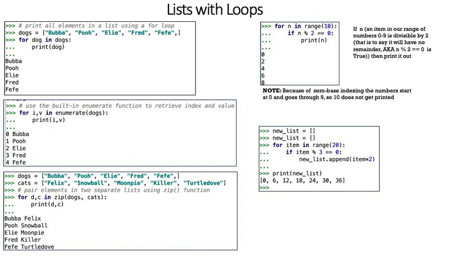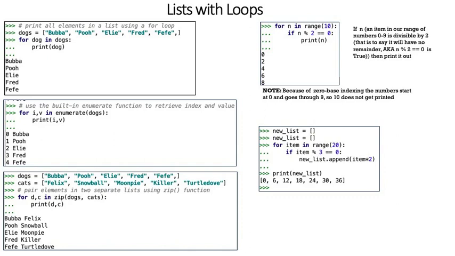Now, moving down, we'll use the built-in enumerate function to retrieve both the index, so the position, and the value. So now we need two iterators: for i, v in enumerate, a new function, dogs, which of course is our list, print i, v. So we see Bubba is in the first position, Pooh is in the second, Ellie's in the third, etc.